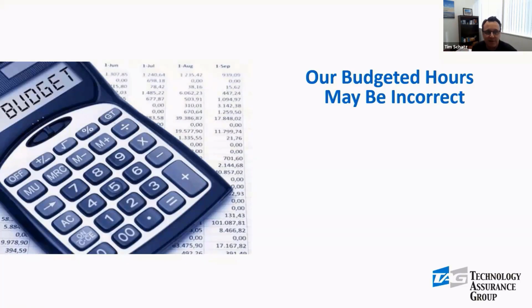Why would we have a mismatch in our realized labor rate? What are the reasons why? Okay, well, it could be that our budgeted hours are incorrect. We went over those budgeted hours last week, where if we're not outsourcing, we're going to estimate a certain number of hours per PC, a certain number of hours per server, and we build that into our bundle.